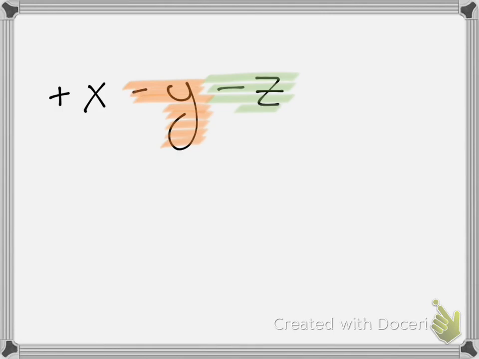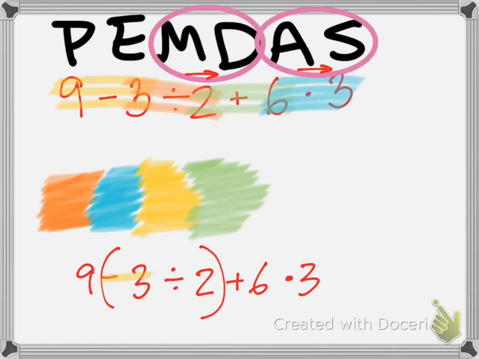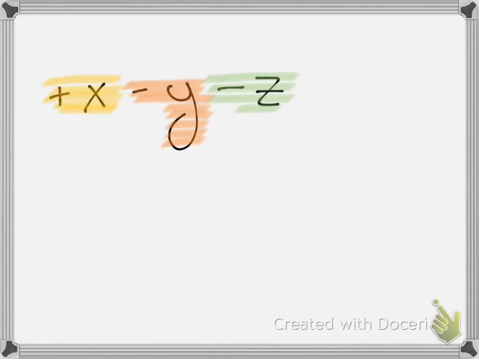We care about the operation that comes before the number. So we have to make sure that whenever we're doing it, we include that operation in front of that number. Otherwise, it changes.